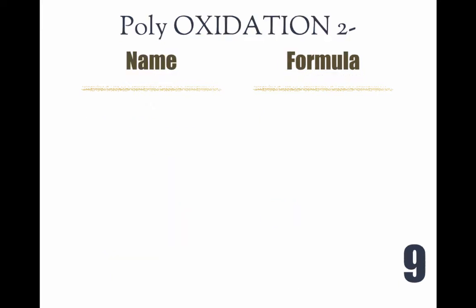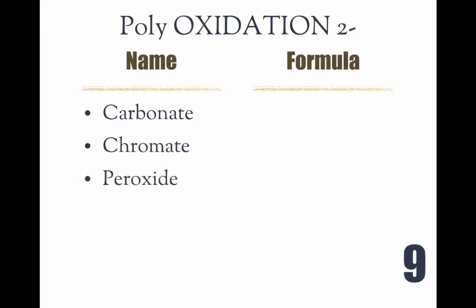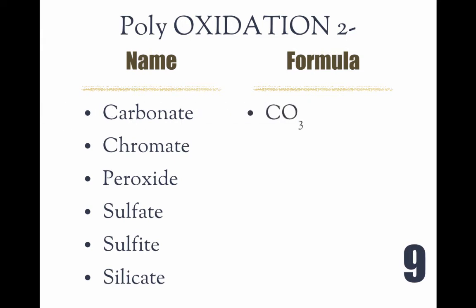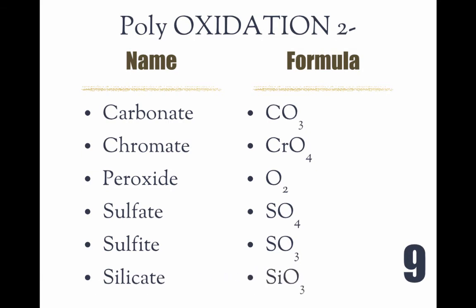Second box down on your sheet are polyatomics with an oxidation of 2 negative. Those will be carbonate, chromate, peroxide, sulfate, sulfite, and silicate. The formula for carbonate is CO3, chromate is CrO4, peroxide is O2, sulfate is SO4, sulfite is SO3, and silicate is SiO3.